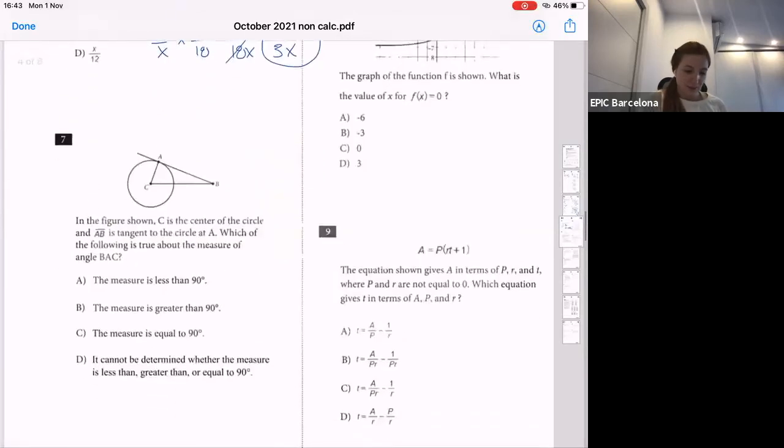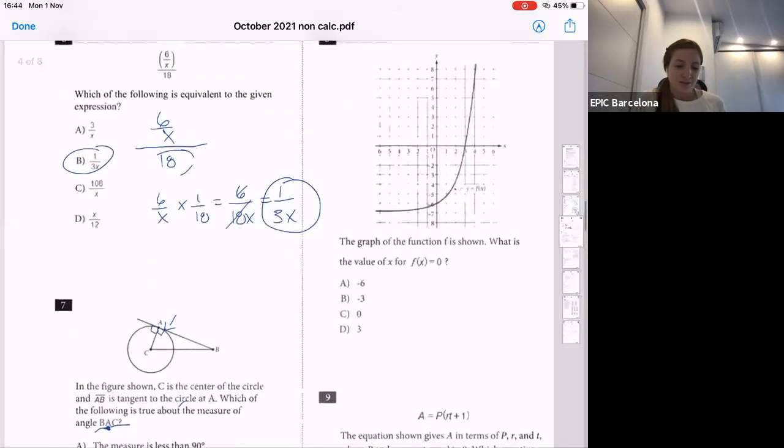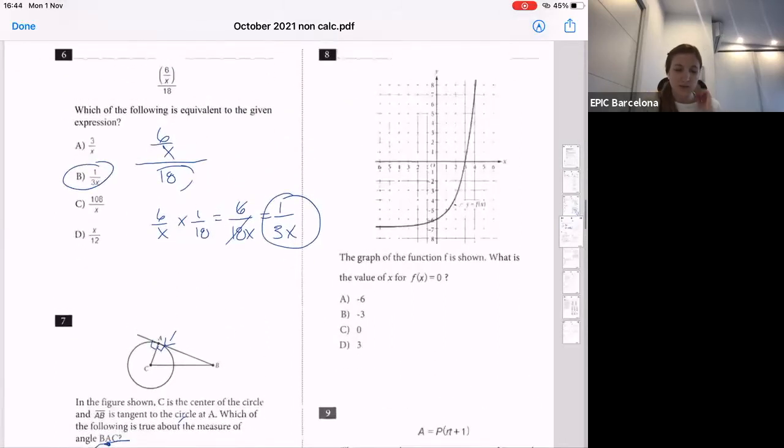Okay, next up, it looks like we have a little bit of geometry. In the figure shown, C is the center of the circle and AB is tangent. Remember, any line that is tangent at one point on the circle will create 2 90-degree angles here. Which of the following is true about the measure of BAC? Remember, when they ask for angle BAC, they're always referring to the middle angle, so it is actually referring to this angle here. It's clearly 90 degrees, so I know it's going to be C. That's just a theory question. Number 7, theory.